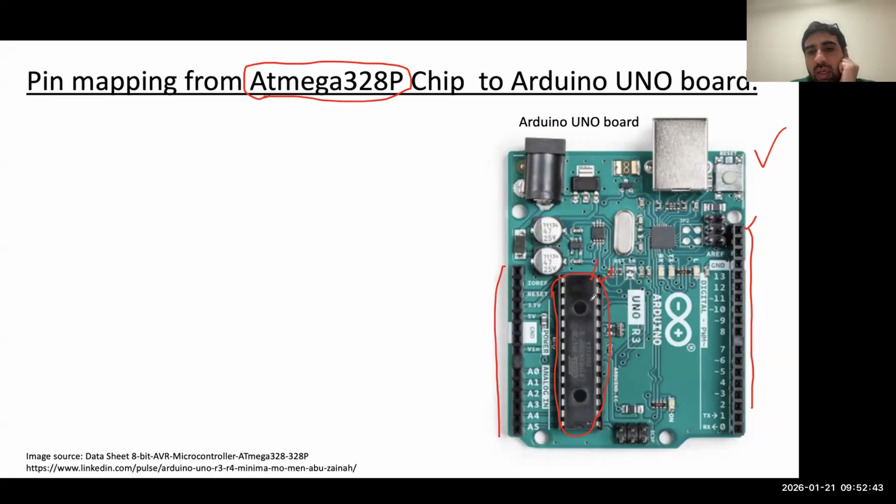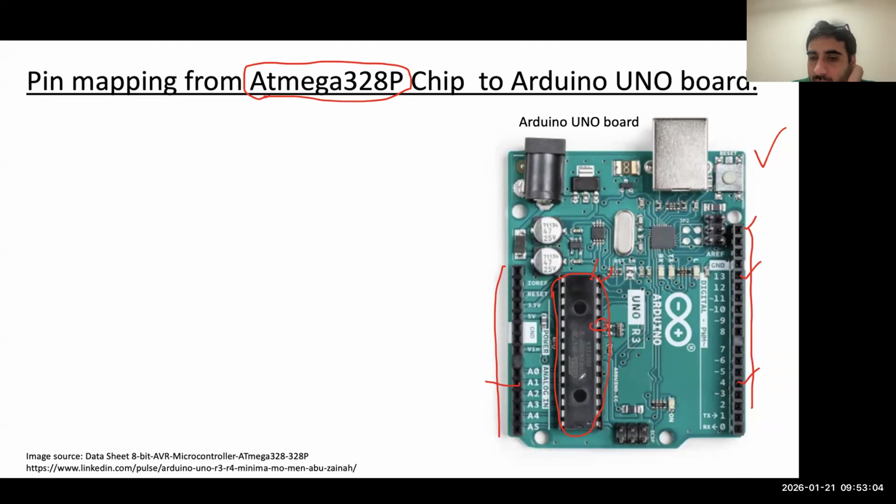So the question is then, how can I understand how this particular pin is connected? Is it connected with, let's say, pin number 13, or with pin number 4? Is it connected with A1? How can I know that? And why is it important to know?